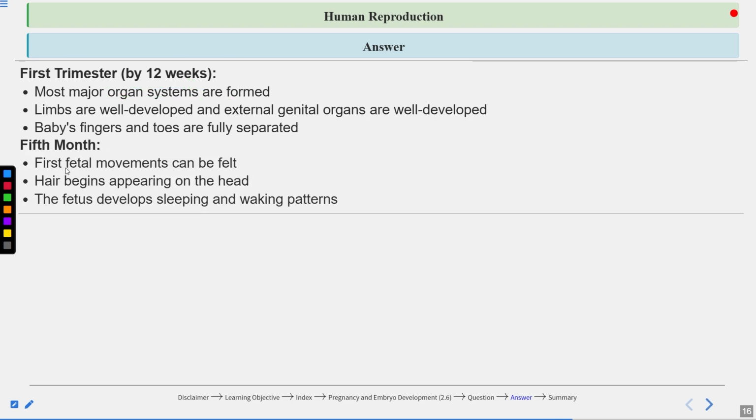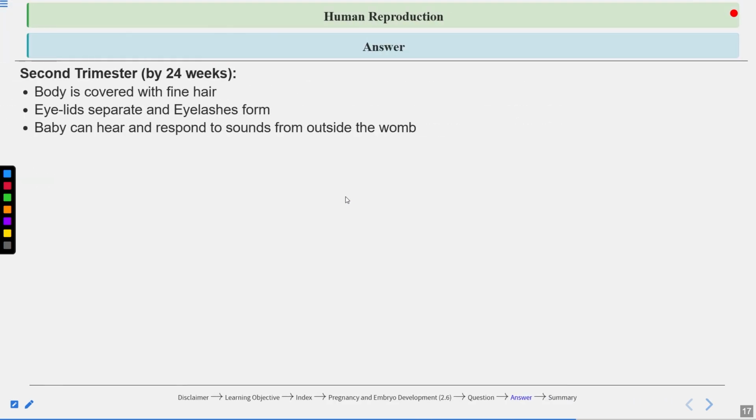What is happening next? First fetal movements can be felt. Hair begins appearing on the head. The fetus develops sleeping and waking patterns. Second trimester means by 24 weeks, the body is covered with fine hair, eyelids separate and eyelashes form. Baby can hear and respond to sounds from outside the womb.